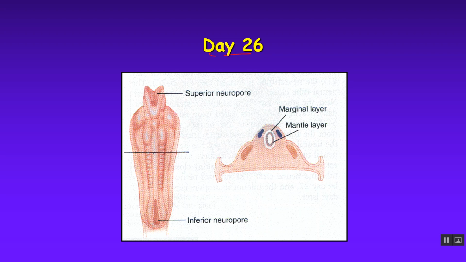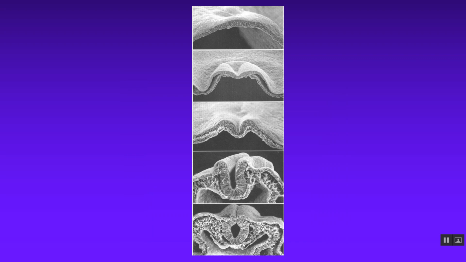And then about day 26, now that neural tube starts to further differentiate into the gray matter and the white matter. And remember, like in the spinal cord, our gray matter's in the middle and our white matter's out on the outside. That's how it started, with that gray matter in the middle, that mantle layer, and that marginal layer, the white matter, on the outside. Just some electron microscope pictures of that same process. This happens to be in a chicken embryo, but showing you the neural groove and tube formation.